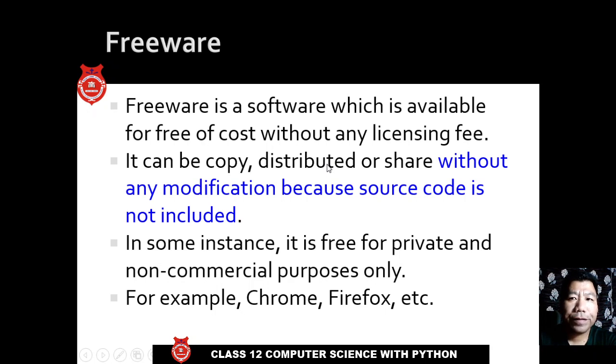Now let's talk about freeware. We already talked about free software. Freeware is software which is available for free, without any licensing fee. It can be copied, distributed or shared without any modification because the source code is not included. In some instances, it is free for private and non-commercial purposes only. For example, Chrome, Firefox, etc. are free software.